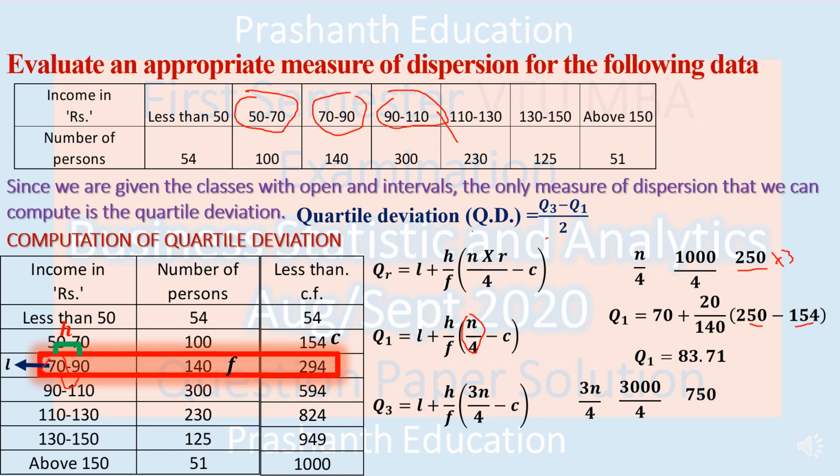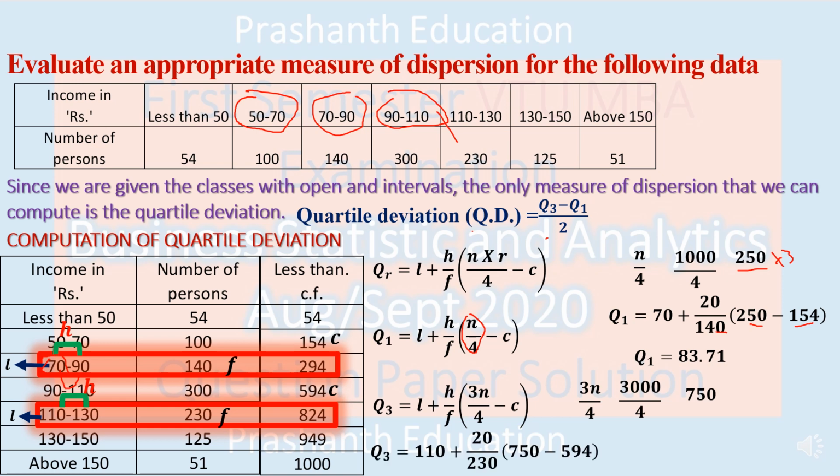Okay, now just see where 750 comes in the cumulative frequency. So 54 no, 154 no, 294 no, 594 no, 824. So this is where it lies. So we are going to highlight that 110 will be L, and the difference will be H, with F and C. When we substitute these values, 110 plus 20 divided by 230 into 750 minus 594, you are going to get Q3 as 123.56.